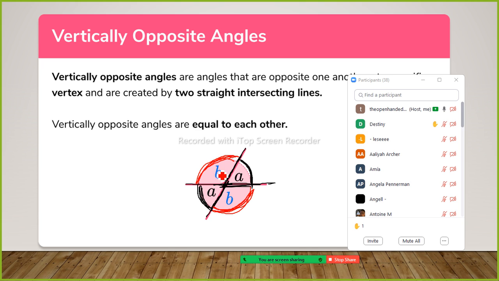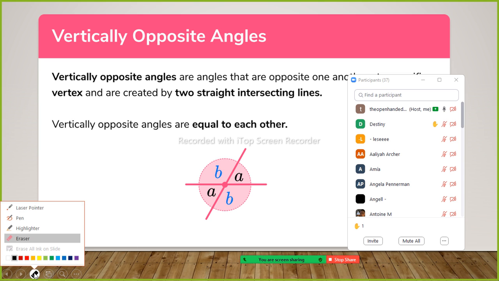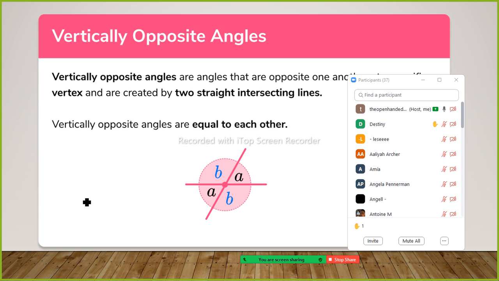And vertically opposite angles are equal to each other. So vertically opposite angles are equal. Okay, so that's what I mean by vertically opposite angles. So this is the way I usually typically explain it.